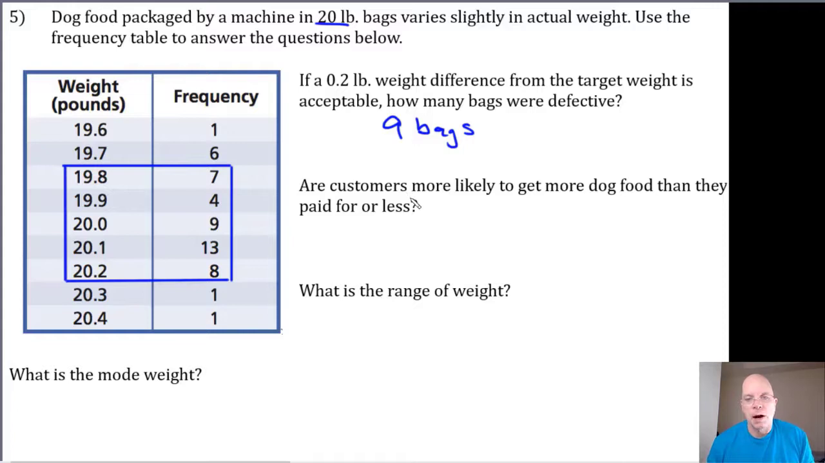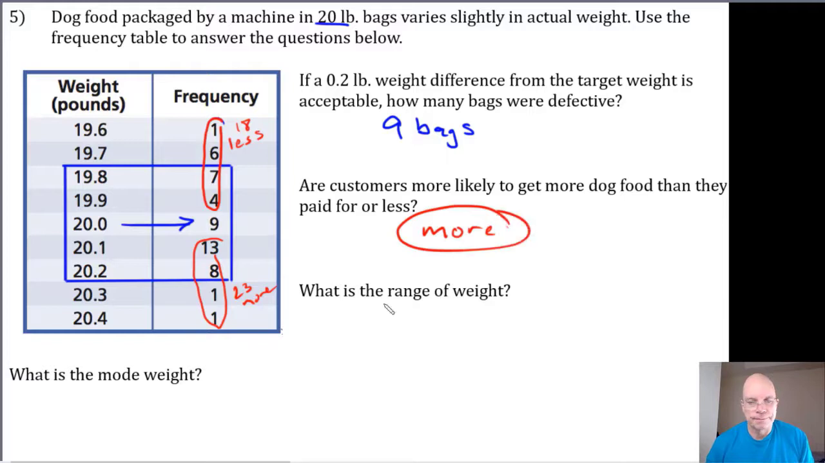If it's a word problem and there's context, we should always try to remember to include our units. Are customers more likely to get more dog food than they paid for or less? Well, these 9 customers get exactly what they paid for, 20 pounds. And these, get a different color. These 6 and 1 is 7 and 7 is 14 and 4 is 18. So 18 customers get less than they paid for, but 21, 22, 23 customers get more. So customers are more likely to get more dog food than they paid for than less.